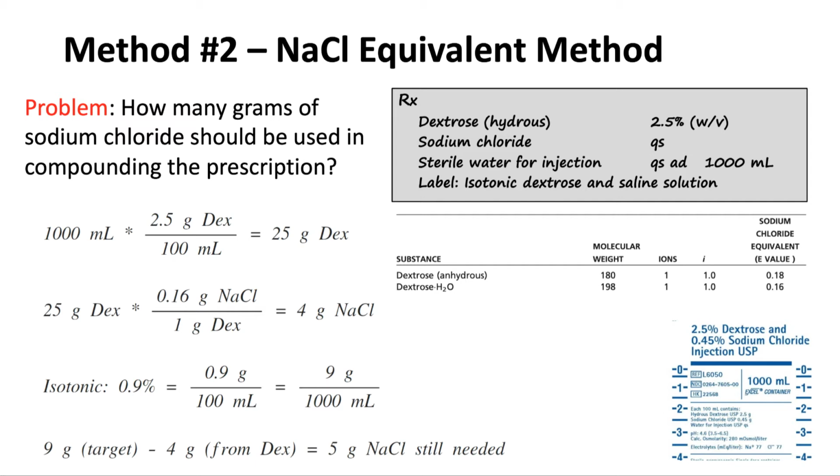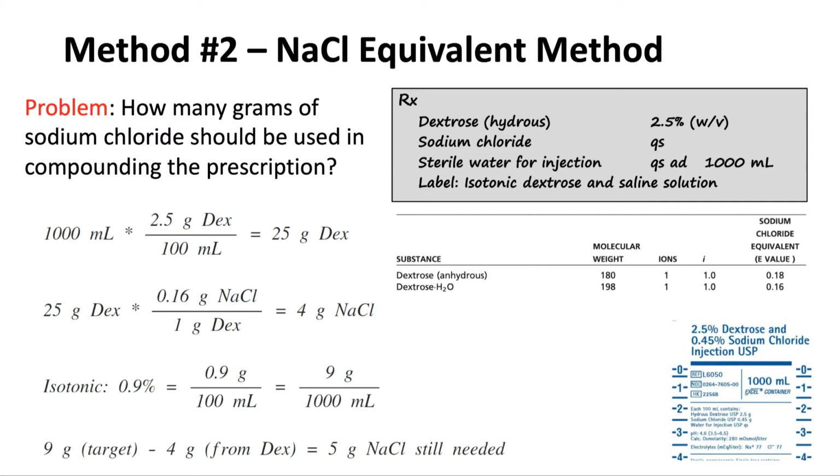Now, let's determine how much sodium chloride equivalent that amount of dextrose produces. So let's take our 25 grams of dextrose and multiply it by its E value, expressed as 0.16 grams of sodium chloride in the numerator over 1 gram of dextrose in the denominator, so that the units of dextrose cancel, and we take 25 times 0.16. Our numeric value is 4, and that represents 4 grams of sodium chloride. So essentially 25 grams of dextrose produces the same osmotic force as 4 grams of sodium chloride.